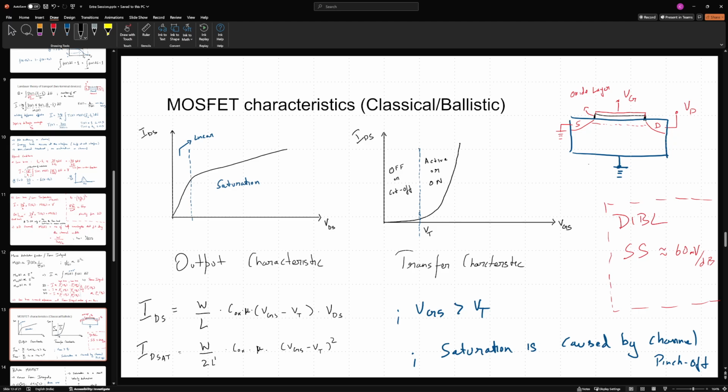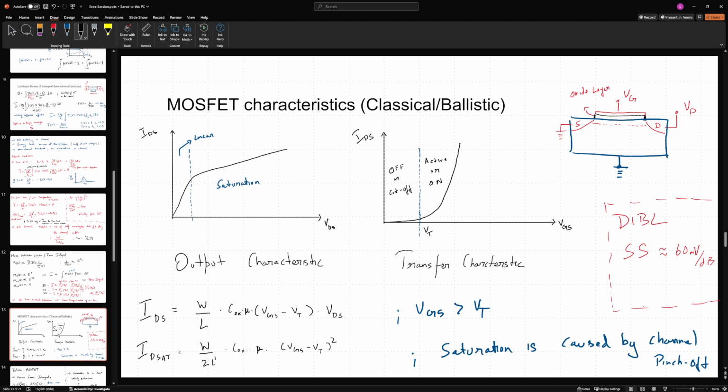Essentially, the drain kind of lowers the barrier, so I have some kind of a DIBL. So these are the non-ideal effects. DIBL causes channel pinch off and saturation, and there is also what is known as the subthreshold swing, which essentially shifts the current depending on the threshold voltage of my device. So VDS technically affects the effective threshold voltage also.